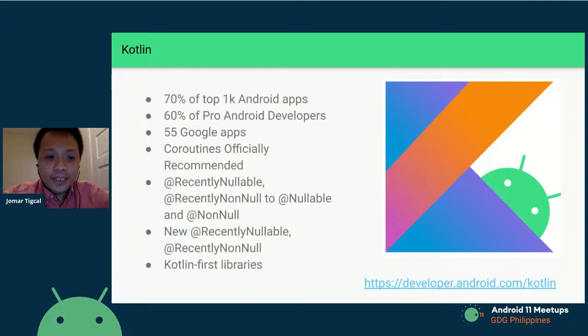And for the existing Android SDK, most of the stuff that are recently nullable are now nullable in Android 11. And if it's recently non-null, it's now non-null in Android 11. And then they added more of this with the new SDK, so we can easily use them with Kotlin.